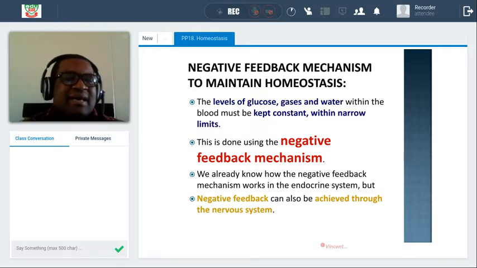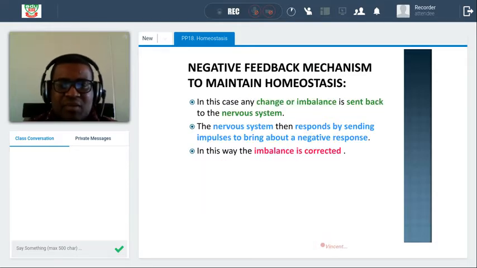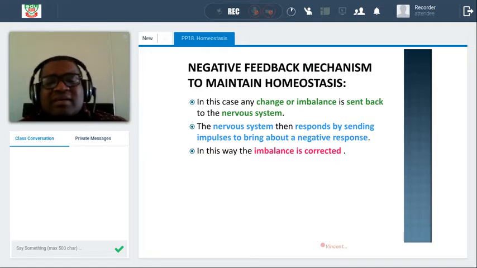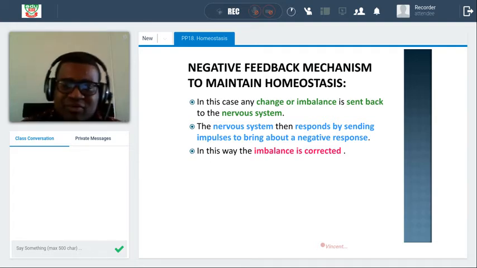The level of glucose, gases, and water within the blood must be kept constant within that narrow limit. This is done by what we call the negative feedback mechanism. We saw the negative feedback mechanism when we were doing the endocrine system. Okay, and we see the negative feedback mechanism can also be achieved through the nervous system, because remember we said they are coordinated systems. In this case, any change or imbalance is sent back to the nervous system, and the nervous system then responds by sending impulses to bring about a negative response. In this way, the balance is corrected.